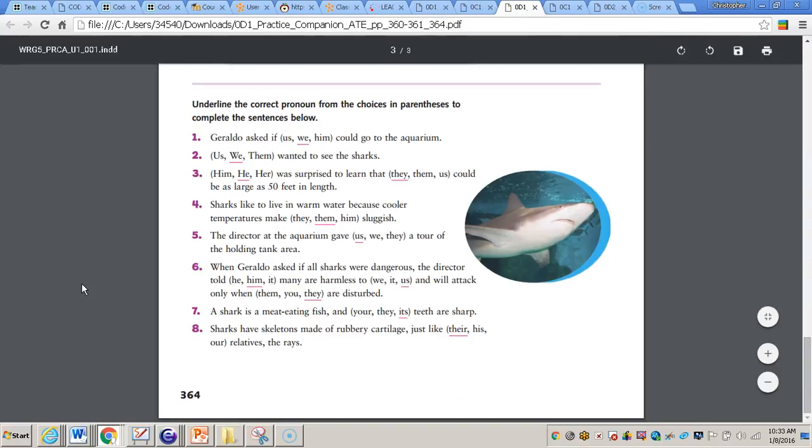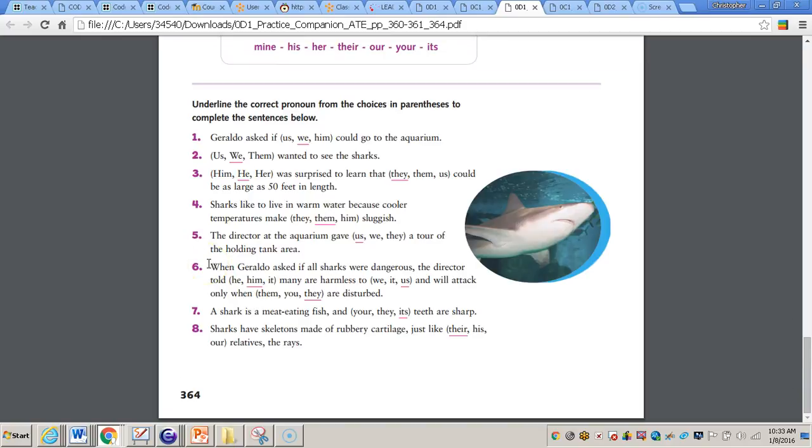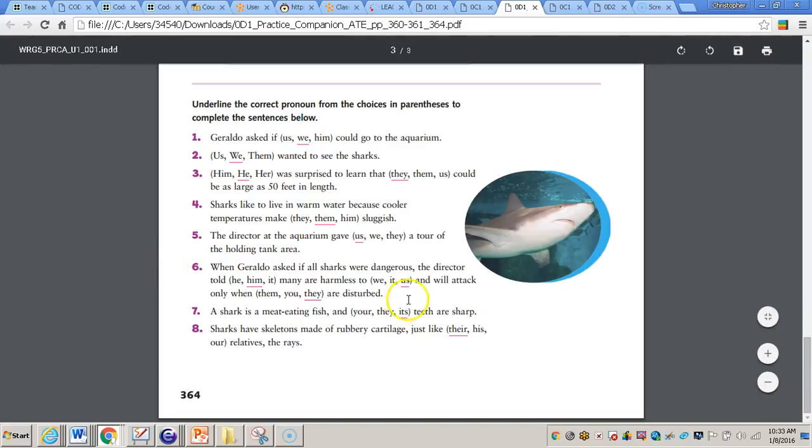Now we can see these answers. Number 4 would be "them." Sharks like to live in warm water because cooler temperatures make them sluggish. Number 5 would be "us." Number 6, "him," "us," and "they." Number 7, "its." And then finally number 8 is "there."